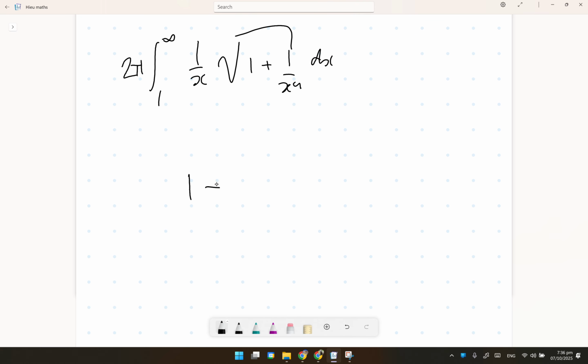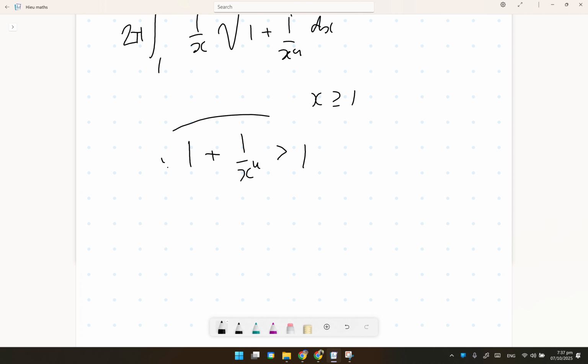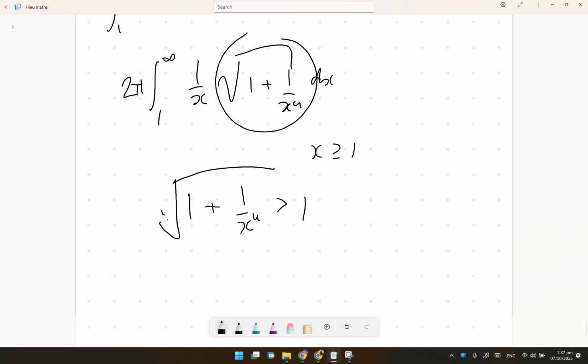So I think we can all agree that 1 plus 1 over x to the 4, especially since we know that x is larger than or equal to 1, we can say that this is definitely larger than 1, right? Because in the worst case scenario, x equals 1. So 1 plus 1 over 1 to the 4, which is 1. So 1 plus 1 is 2. 2 is larger than 1. That's true. So now let's square root both sides to get something equivalent. We're getting this section right here. And we can write, so this is still mathematically correct, the square root of 1 is just 1.